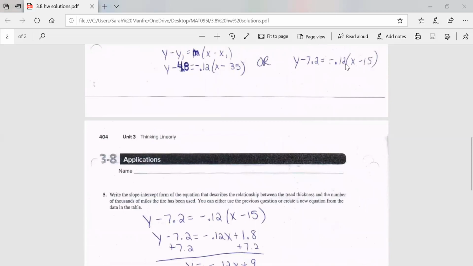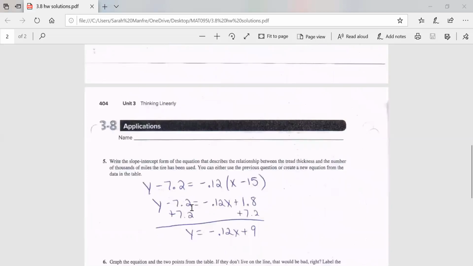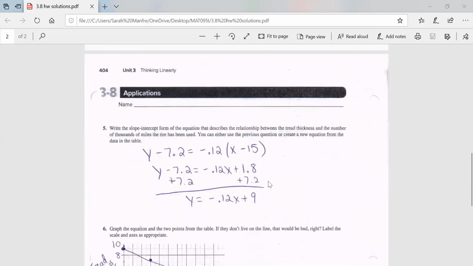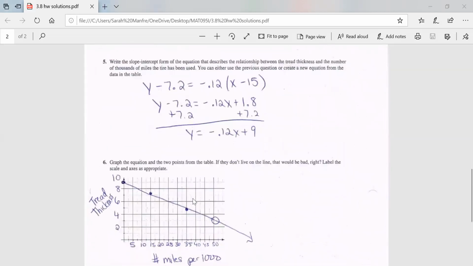All right, and then we are going to take that equation. I chose this one right here, and you're going to write it into slope-intercept form. So I'm going to distribute the negative 0.12. Make sure when you distribute the negative 0.12, a negative times a negative makes this a positive 1.8. And then I added 7.2 to both sides to get this final equation. Remember that the 9 represents my y-intercept, which is where this point came from. And then these are the other 2 points that we were given. So we were able to make this equation.